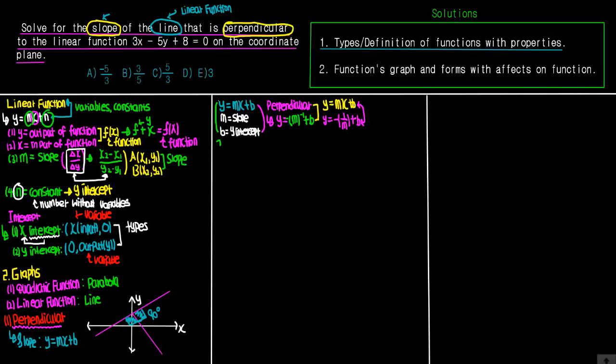And the second thing that we need to think about is a parallel line. For the parallel line, it is exactly the same kind of concept as the perpendicular line. We always need to think about the slope of the quadratic or linear function, and also the y-intercept.